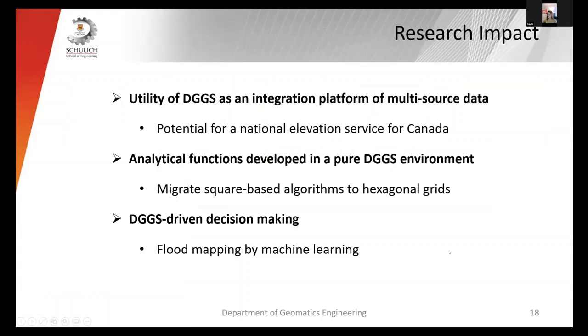So let's wrap up with 3 research impacts here. Firstly, we explore the utility of DGGS as an integration platform of multi-source data, and that has potential for a national elevation service for Canada. And secondly, we've been developing analytical functions in a pure DGGS environment. Specifically, we migrate those square-based algorithms to the hexagonal grids. And finally, we'll investigate DGGS-driven decision-making in the real world. Specifically, we'll do flood mapping and machine learning in the DGGS.